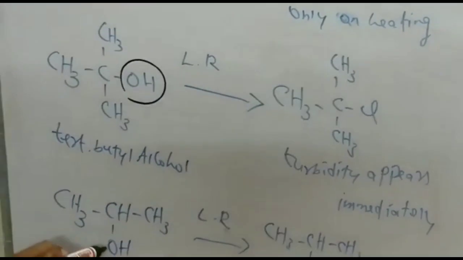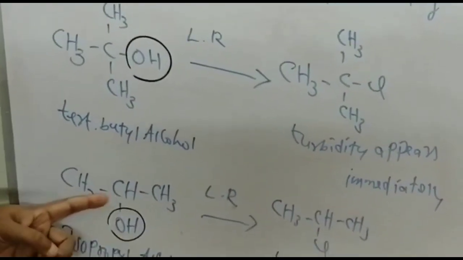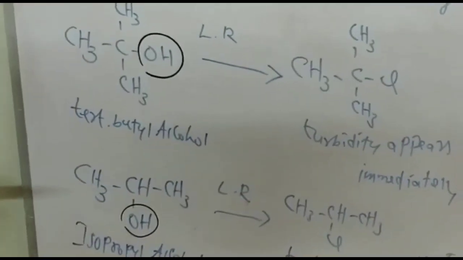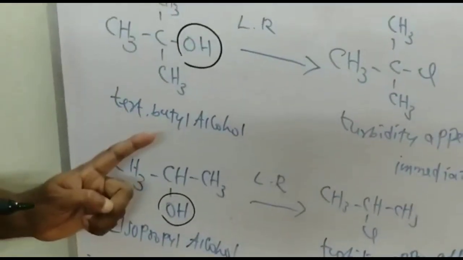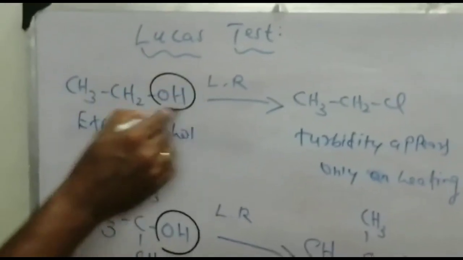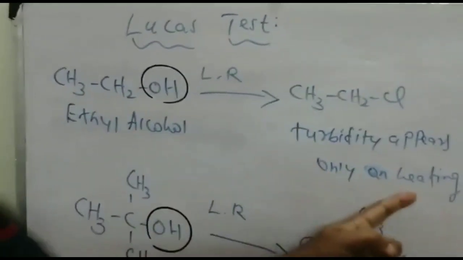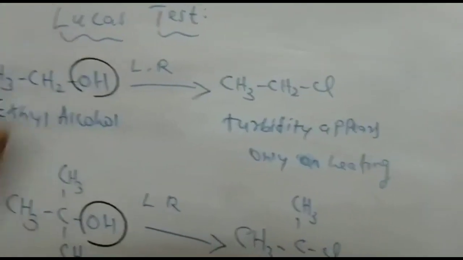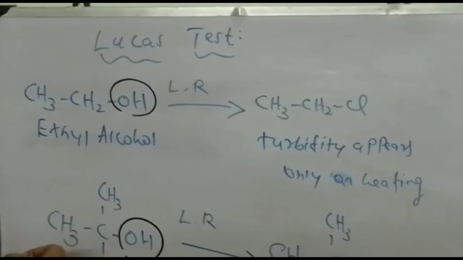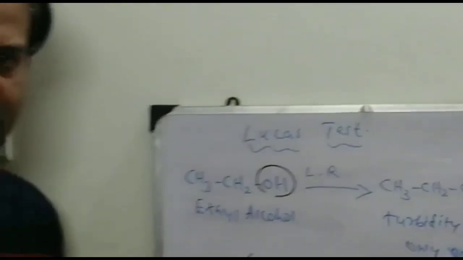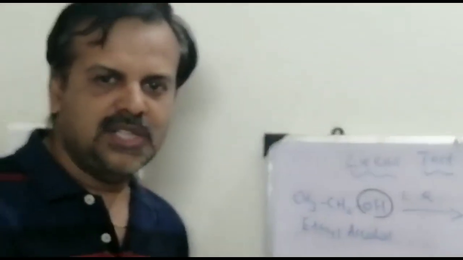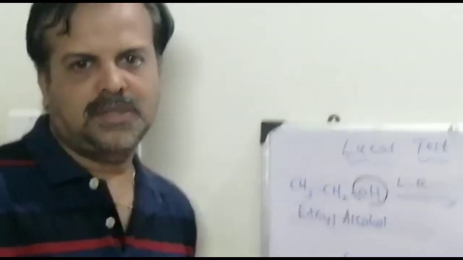But here, the alpha carbon is combined with one alpha hydrogen. So in the presence of one alpha hydrogen, the turbidity takes time to appear. Okay. But in case of primary, the OH carbon is bonded with two alpha hydrogen atoms. So the reaction takes place only on heating. So this reaction depends upon alpha hydrogen atoms. So this is the way of differentiating primary, secondary and tertiary alcohol by Lucas test.